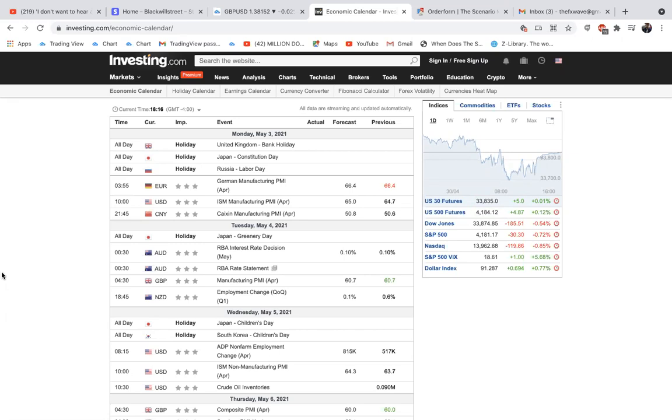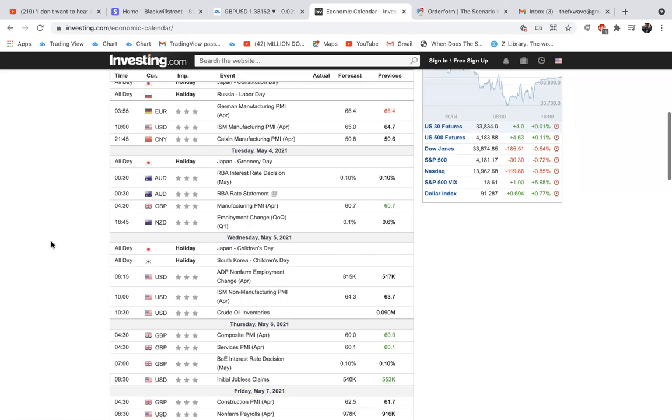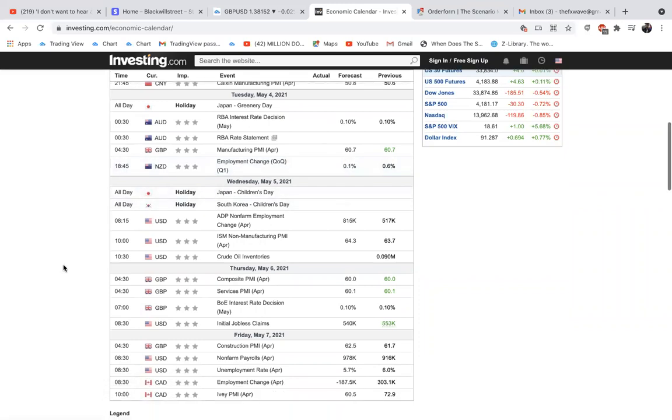So we see here May 4th, Tuesday, and that's actually my birthday. So Tuesday, we got the Australian dollar interest rate decision. We got the rate statement for the Australian dollar. So that should bring some volume into all. But with this being the first week of May, we know this is NFP week. So it's likely going to get some volume into the US dollar. We got NZD employment change on Tuesday as well.